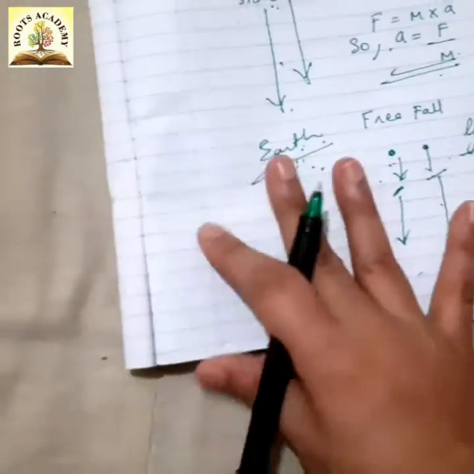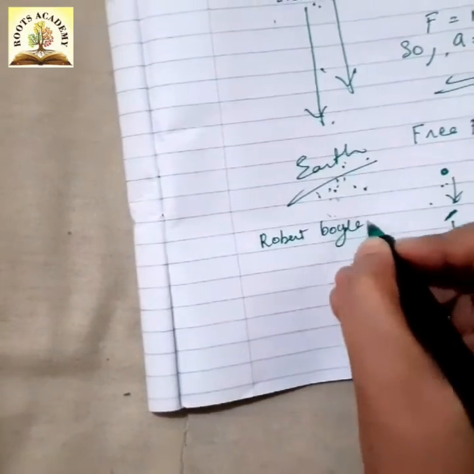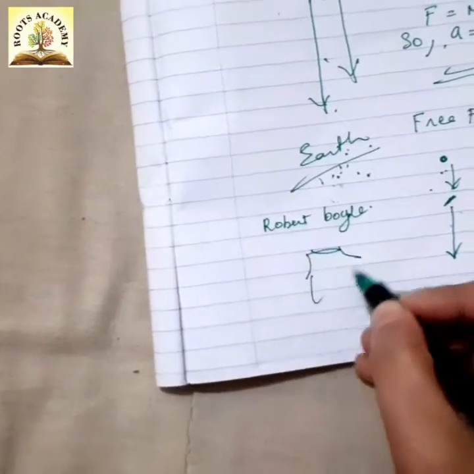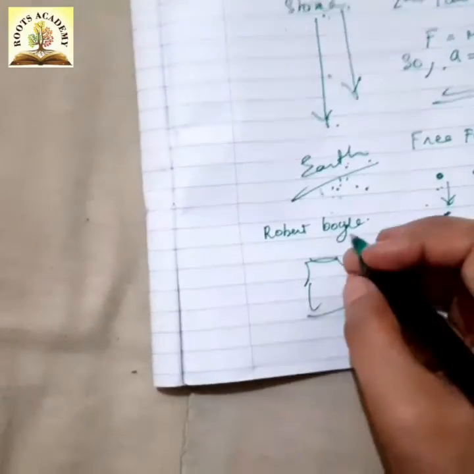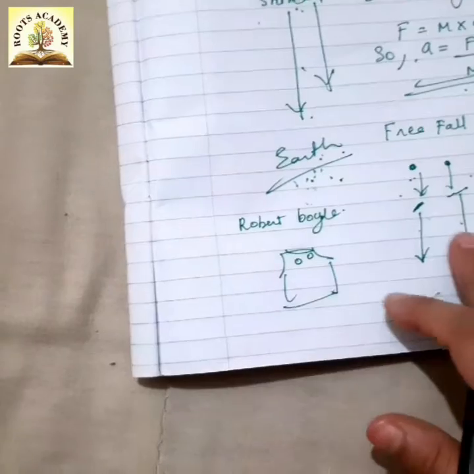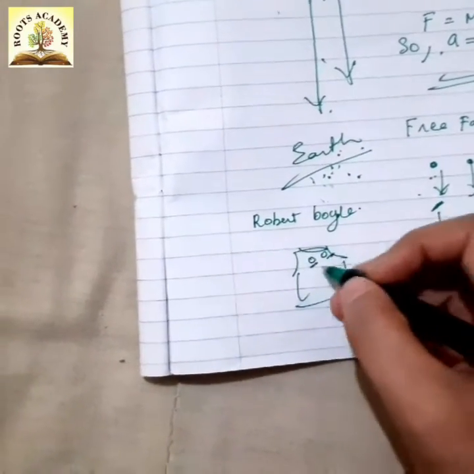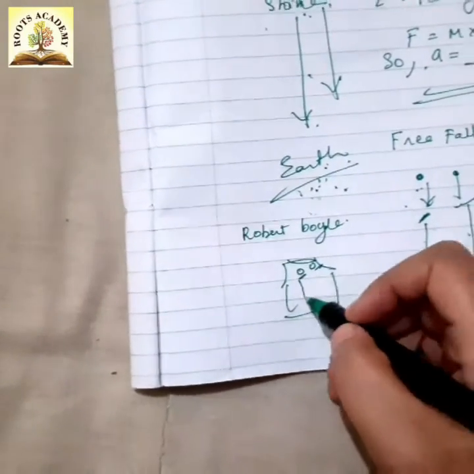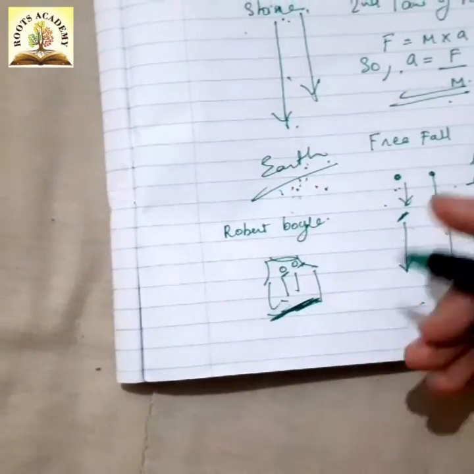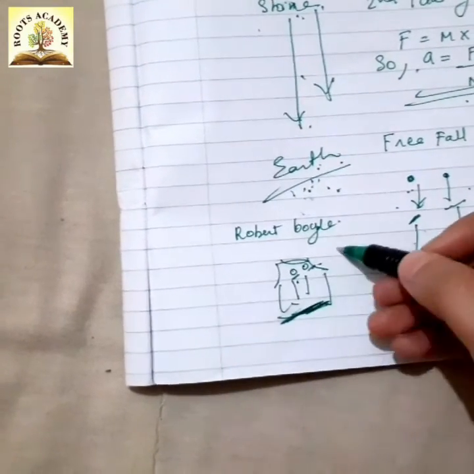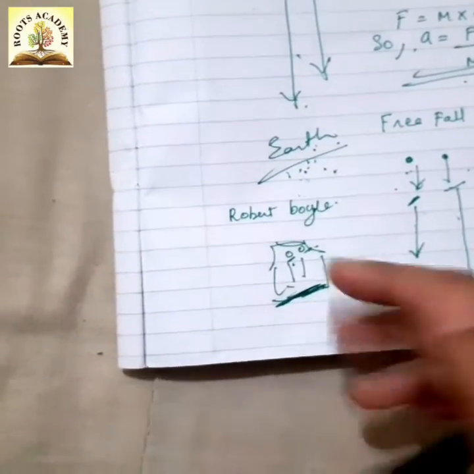Based on that, Robert Boyle conducted an experiment. He took a jar and removed all the air from it, so the jar was a vacuum, and he allowed a feather and a coin to fall. He found that both objects reached the bottom of the jar at the same time. Here the feather was lighter and the coin was heavier, but both reached the bottom at the same time.